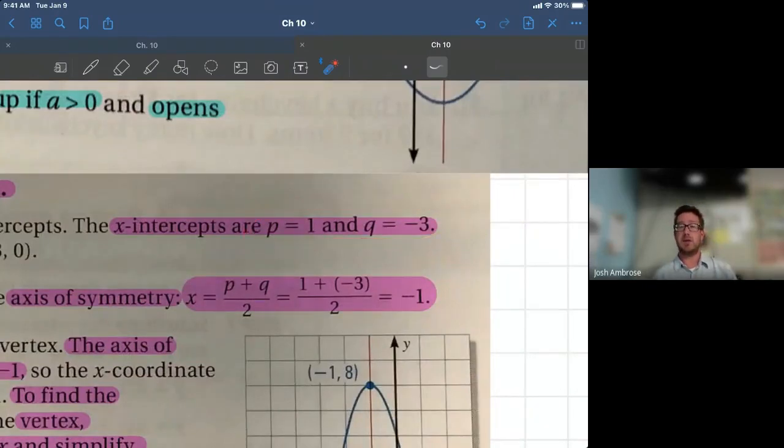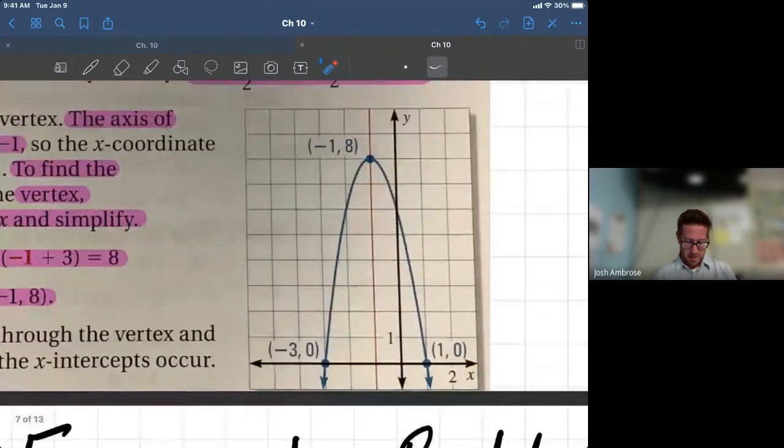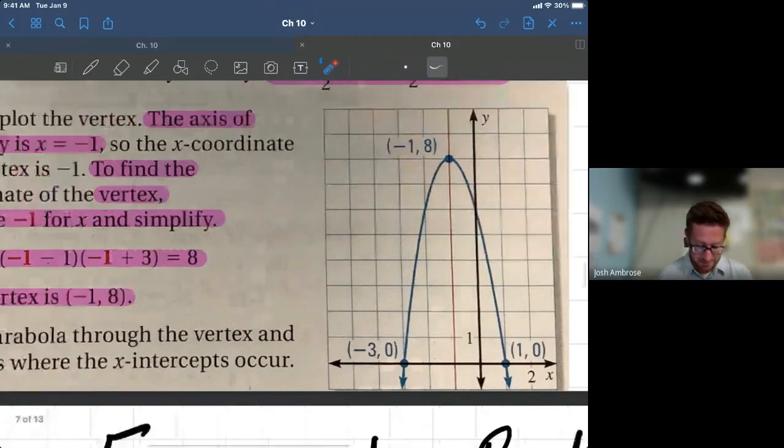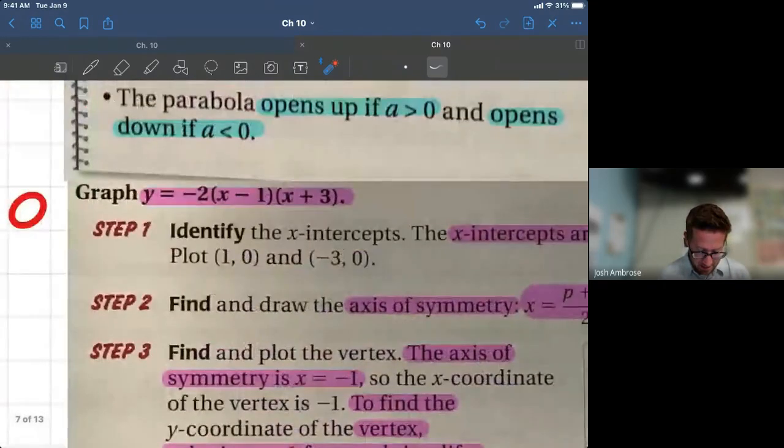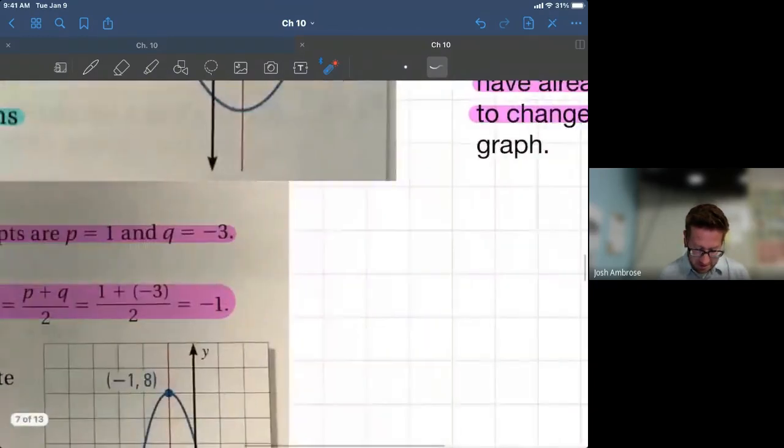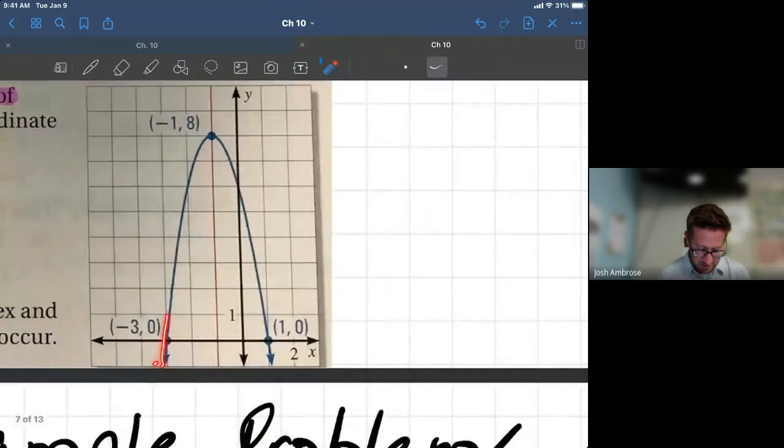P and q, again, are the x-intercepts. So let's look at the graph down here. That's why you see these points, negative 3 and positive 1. That's where the graph is crossing the x-axis. Now, if we go back and take a look at A, see how A is a negative value, negative 2? That is telling me that the graph will be a downward open, or that frown face shape parabola. So we now have the x-intercepts, and we know it's opening downward, the frown face.